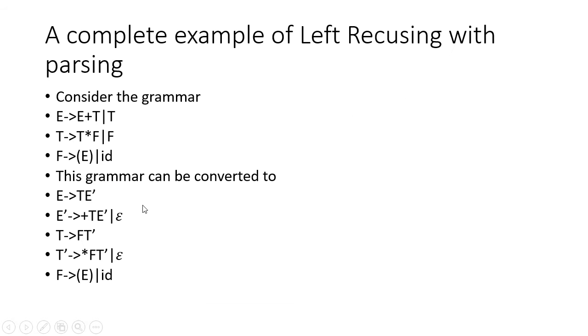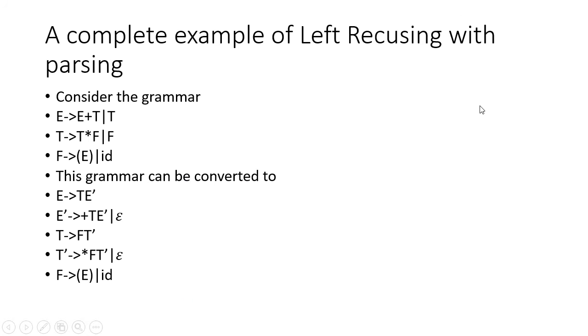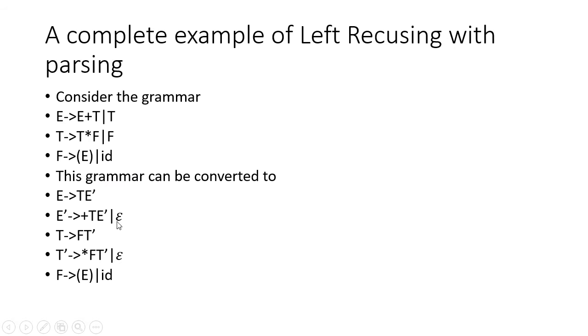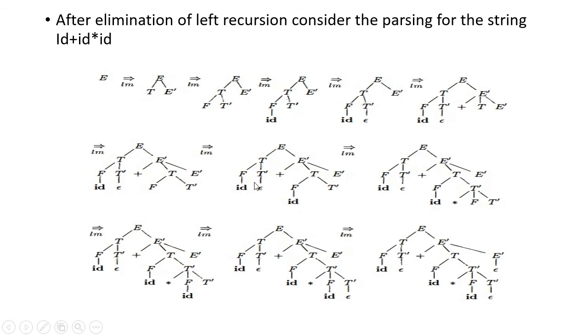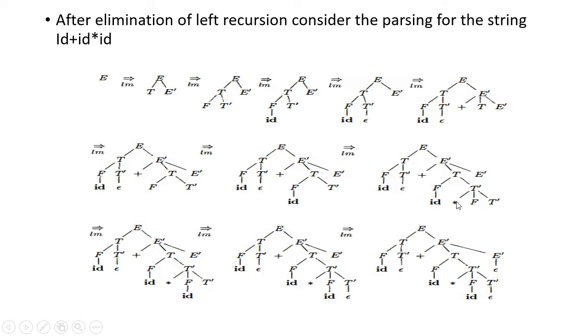If you go for E dash, what is the grammar for it? E dash derives plus T E dash. Plus is a terminal, so leave it as it is. Then you go to T. T derives F T dash. Again F is there, F derives id because it's a terminal. Then go for T dash. Now T dash derives epsilon, so T dash will give you epsilon.